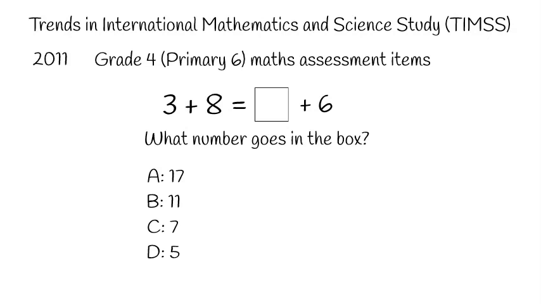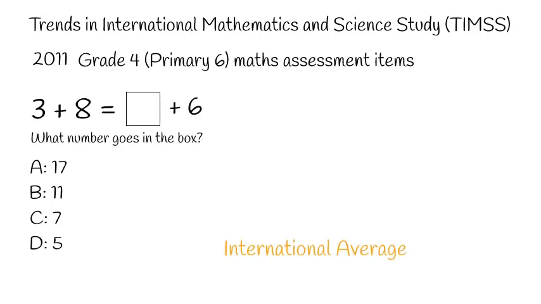So remember, this test was taken by pupils who are approximately P6. Have a guess at what the international average was in terms of the percentage of pupils getting the correct answer to this problem. The answer is 39%. Was this better or worse than you thought?